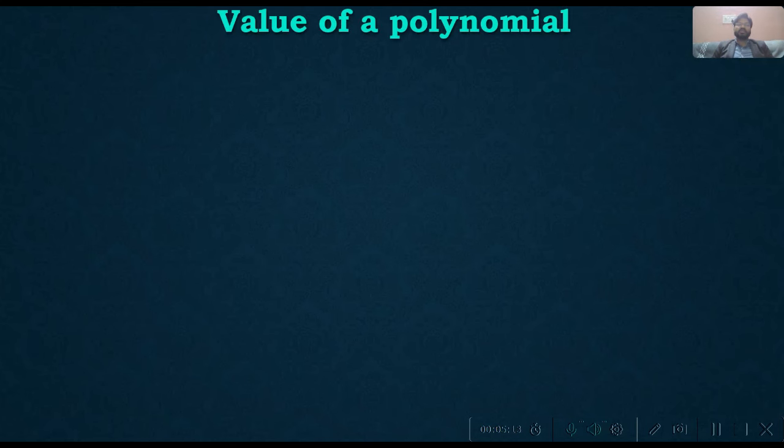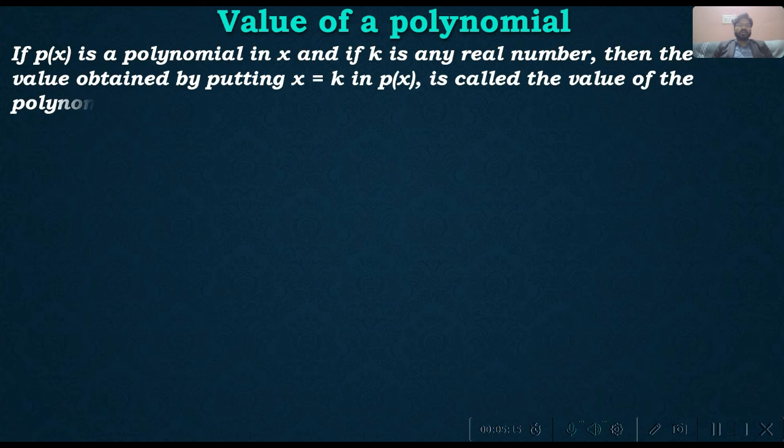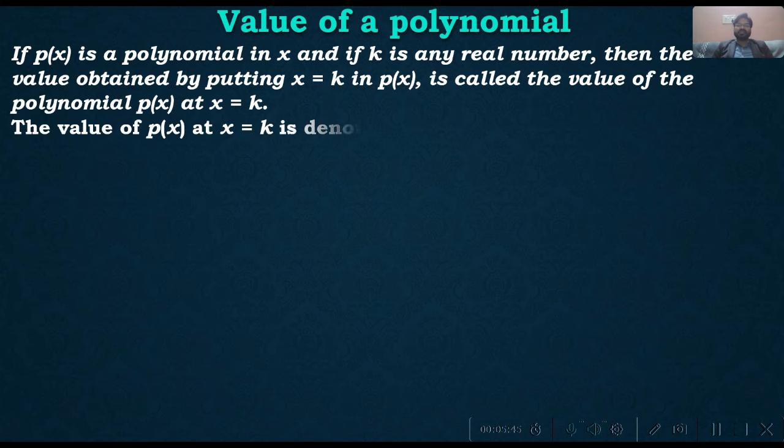Now next module, we will discuss value of polynomial. Now, if Px is a polynomial in x and if k is any real number, then the value obtained by putting x is equals to k in Px is called value of the polynomial Px at x is equals to k. That means अगर हमारे पास कोई इक्वेशन है और वहां पे हमने x की जगह k पुट कर दिया तो x इज इक्वल टू k उसकी वैल्यू होगी. फॉर एग्जांपल द वैल्यू Px एट x इक्वल टू k is denoted by Pk.